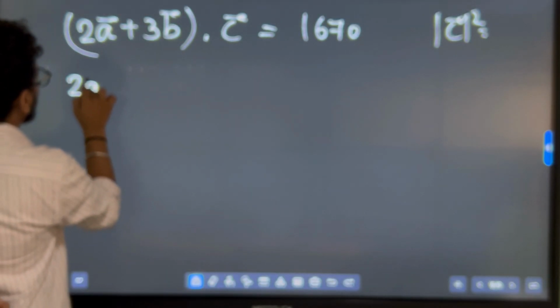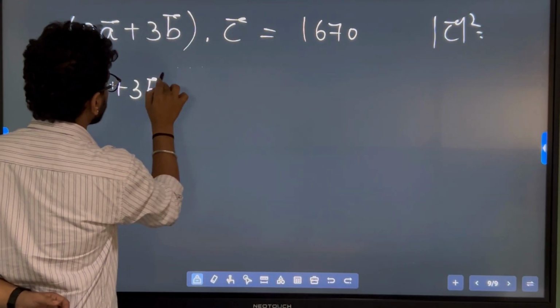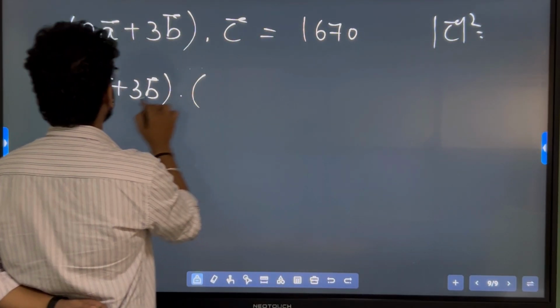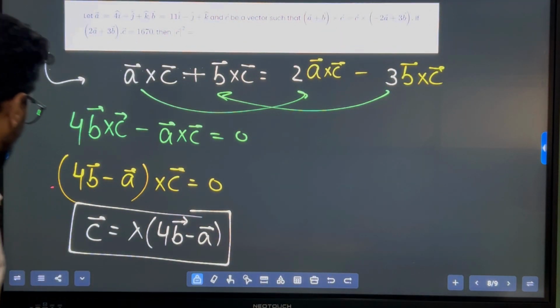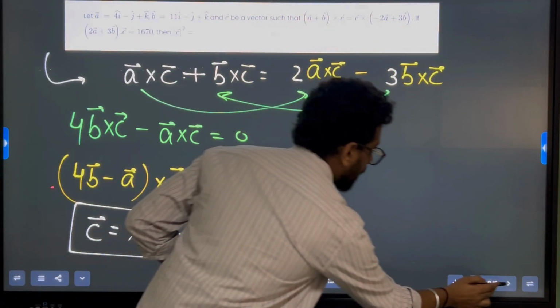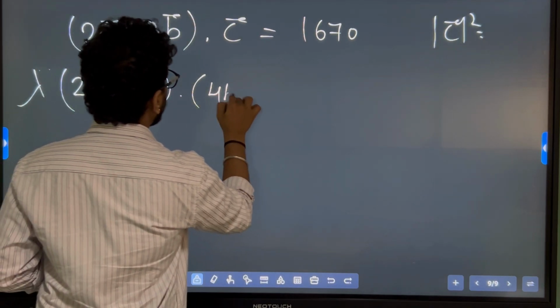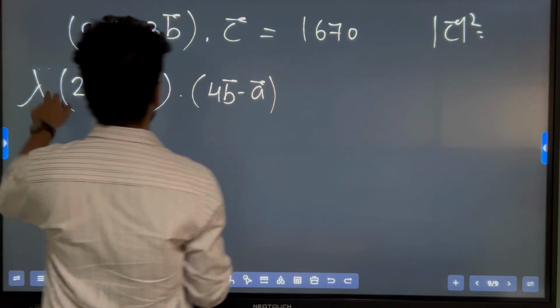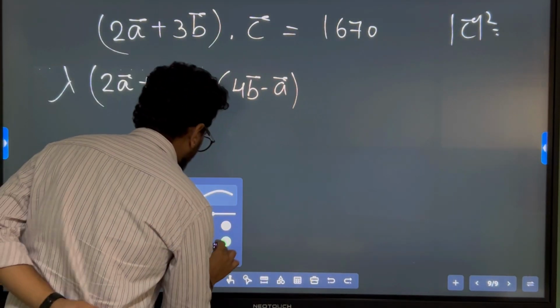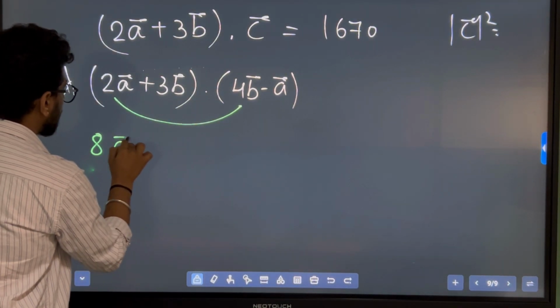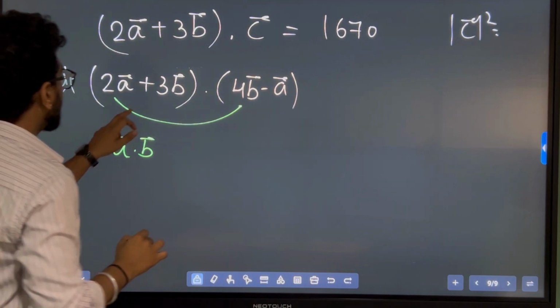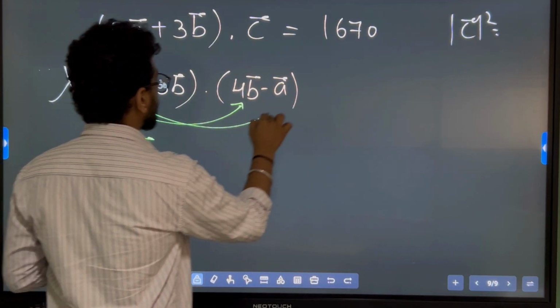So what is C? 2a vector plus 3b vector dot C. C is lambda times of 4b minus a vector. Let's check. Yeah, it's 4b minus a vector. So we have 4b minus a vector into lambda. Now over here, 4a into this is equal to 8a dot b. Then we do this into this.